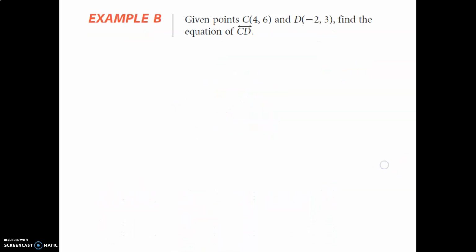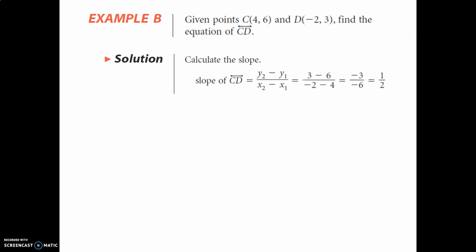So there's their solution. Given points C at (4, 6) and D at (-2, 3), find the equation of line CD. So first, they calculated the slope. The slope is the subtraction of the y's over the subtraction of the x's. So if this is x and y, this is also an x and a y. If I call this one the first point, those are sub 1s, and I call this the second point, those would be sub 2s.